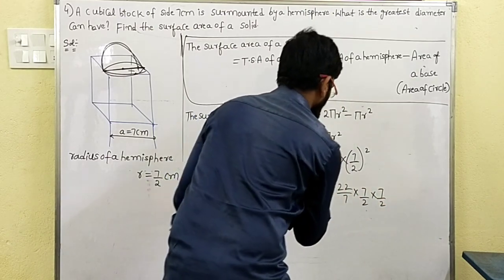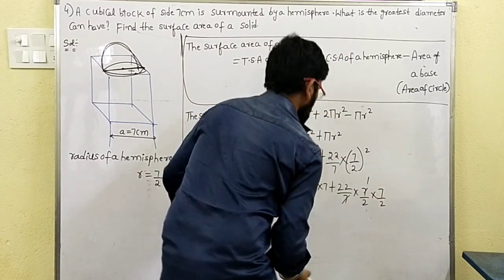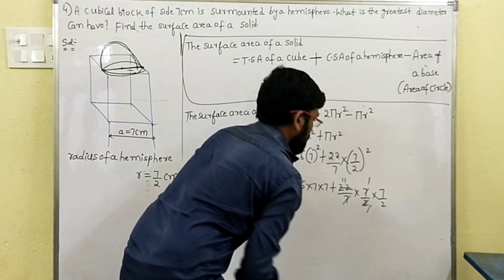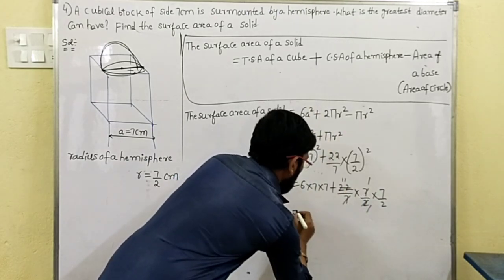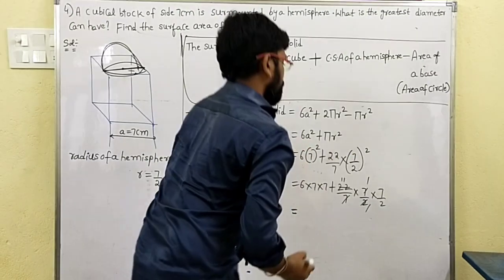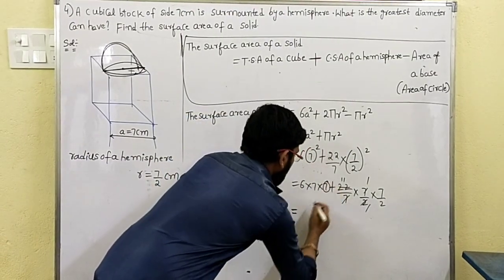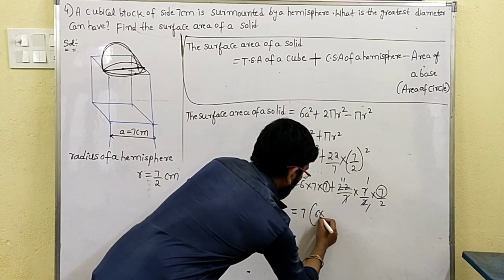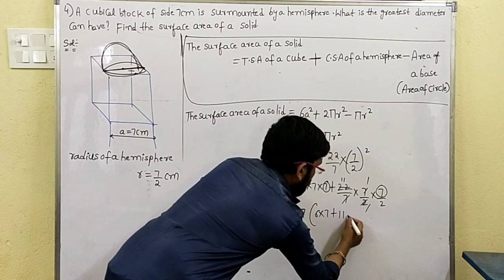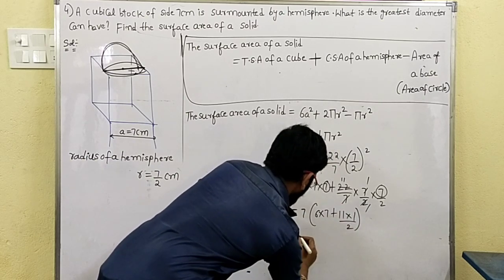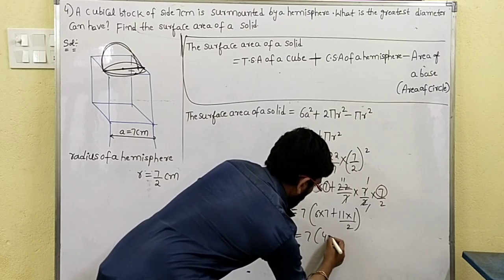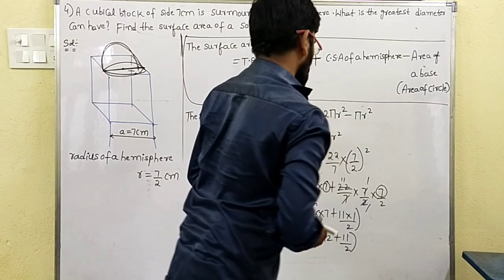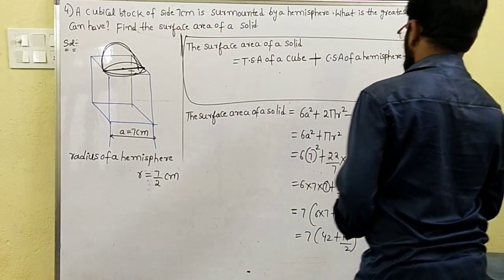Now 7 ones are 7 get cancelled. Next, 2 elevens are 22 get cancelled. If you take 7 common, it will be 7 into 6 plus 11 into 1 by 2. So it will be 7 into 6 is 42 plus 11 by 2, and 11 by 2 means 5.5.